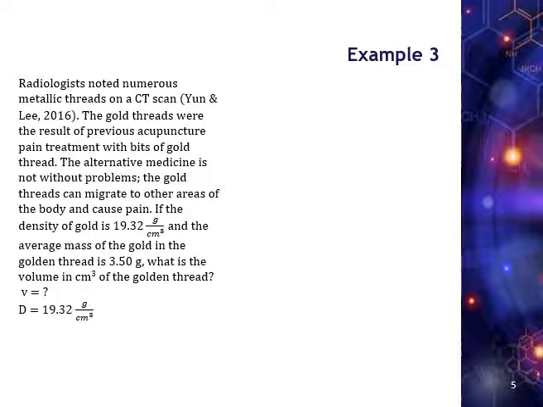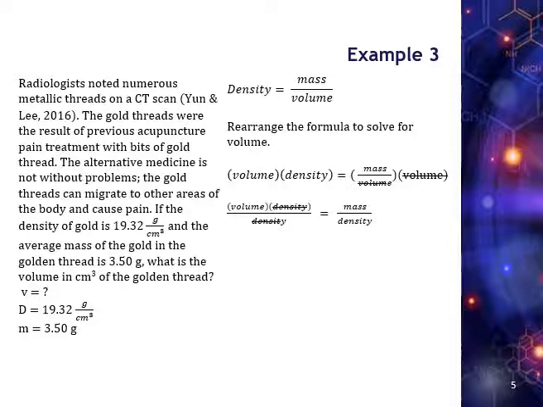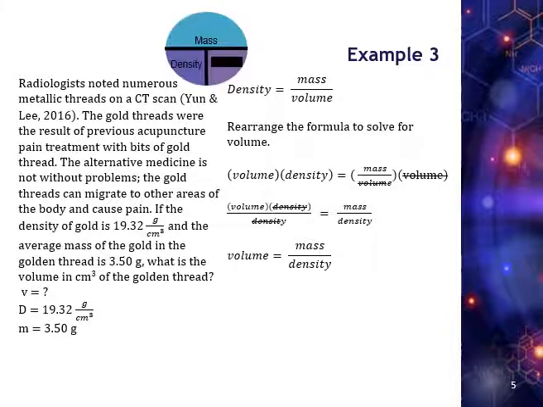You do not know the volume. The density is 19.32 grams per cubic centimeter, which has 4 significant digits. The mass is 3.50 grams, which has 3 significant digits. You have 4 and 3, the least is 3. You'll round to 3 significant digits at the end. The formula is density is mass divided by volume. Solve for volume. Multiply both sides by volume and divide both sides by density. If you use a little sphere, you will notice that if you cover up volume, it's mass divided by density.